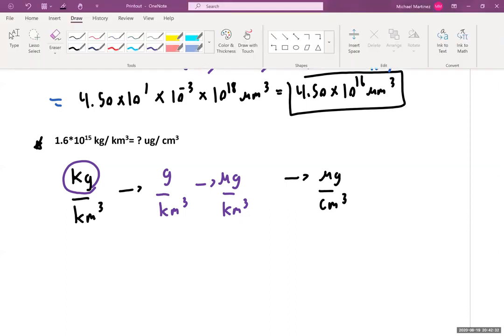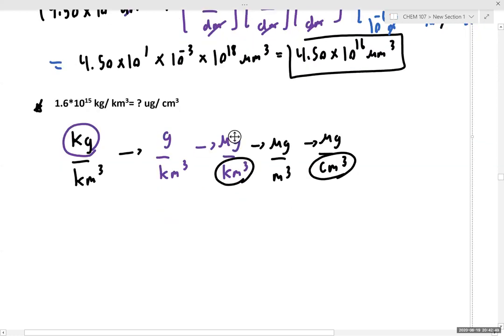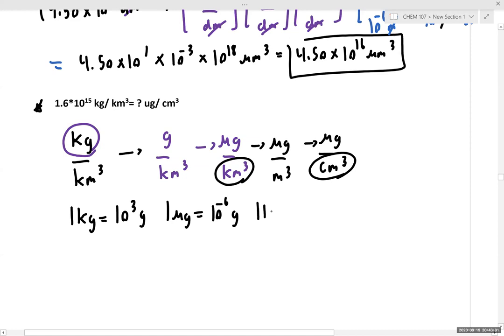Now for our next step, we're trying to go from kilometer cubed to centimeter cubed. So what is our intermediate unit going to be? If we want to go from kilometer cubed to centimeter cubed, we go through units of meter cubed. Okay, now let's write some equalities. We know 1 kilogram is 10 to the 3rd gram. We know 1 microgram is 10 to the negative 6th gram. We know 1 kilometer is 10 to the 3rd meter, and 1 centimeter is 10 to the negative 2nd meter. These are all from the table of unit conversions that I provided you.